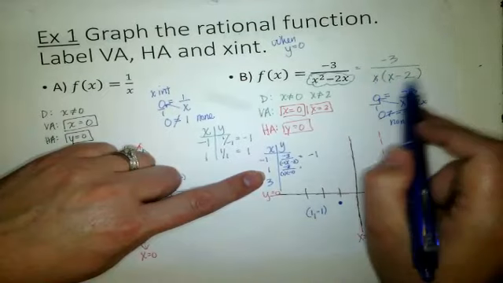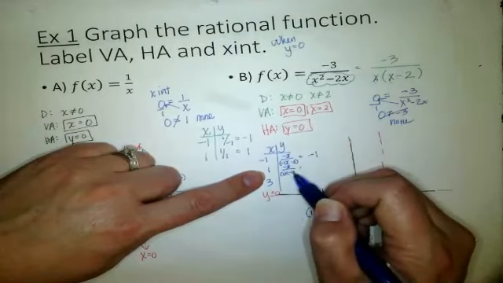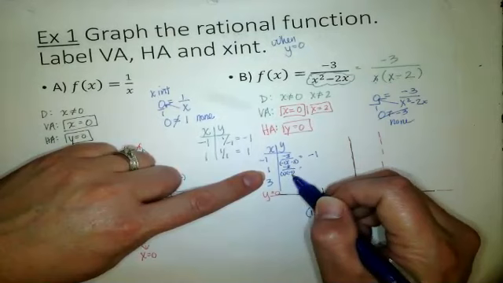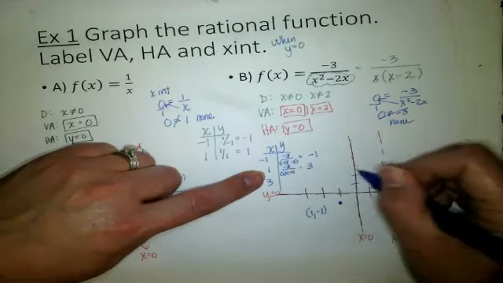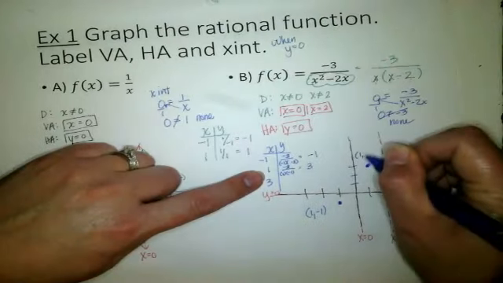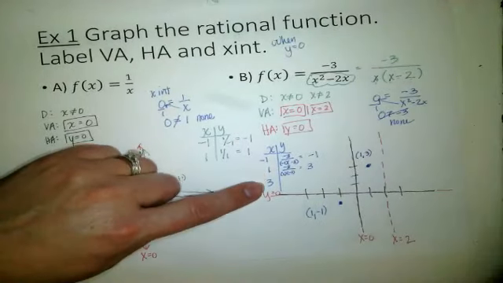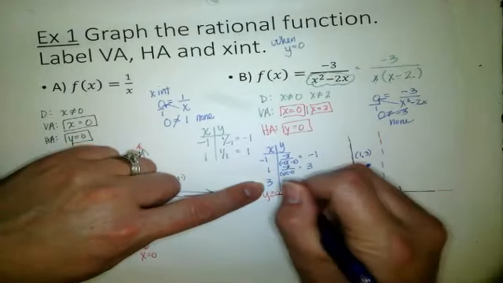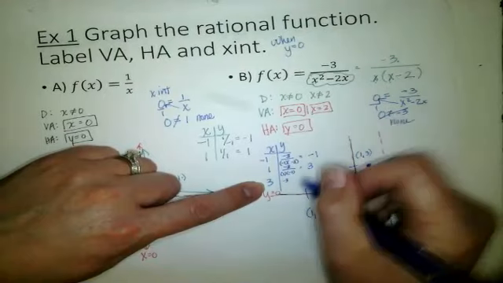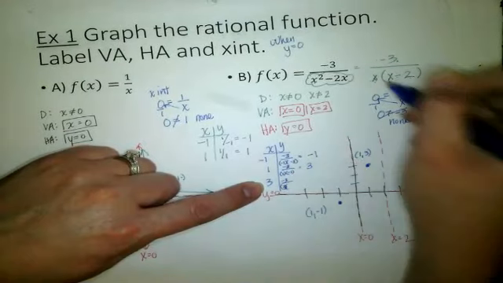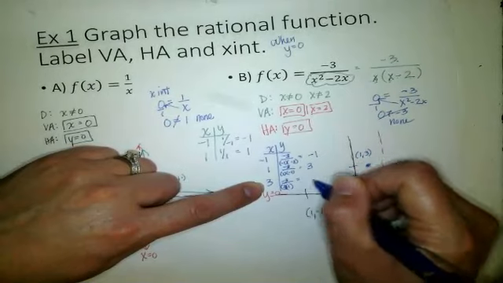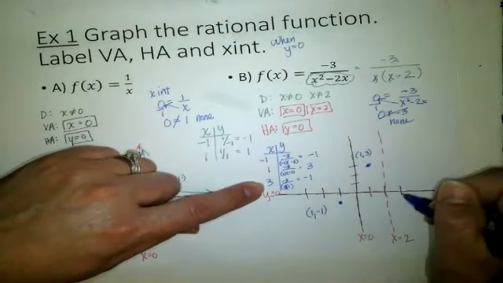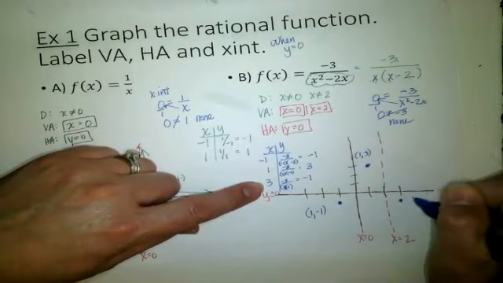It's always easiest to plug things in factored form. So that's just going to be -3 over -1, which is +3. So 1, 3. And then if I plug in a 3, -3 is on top. I have a 3 at the bottom there, and 3 minus 2 is 1. So -3 over 3 is -1. So 3, -1.